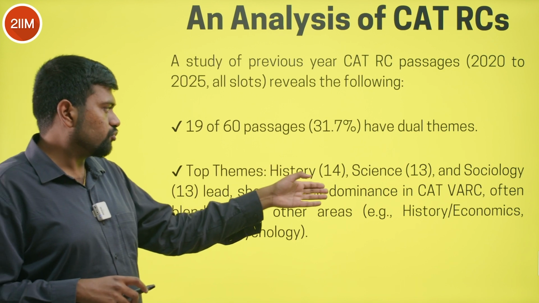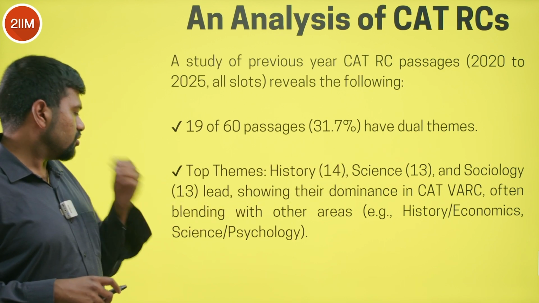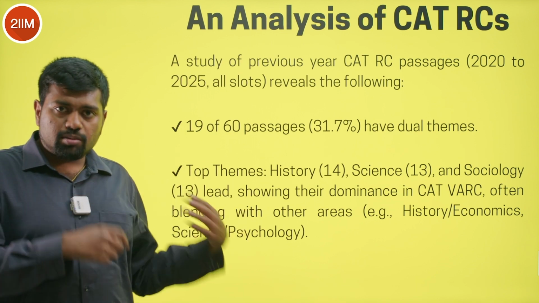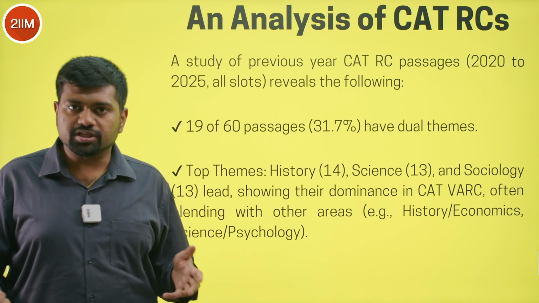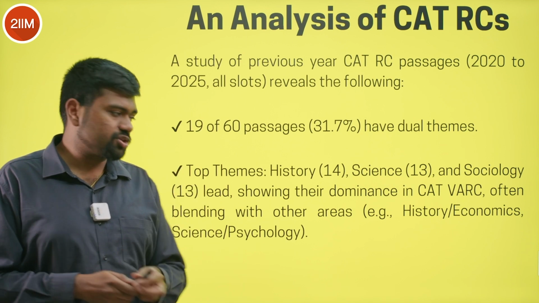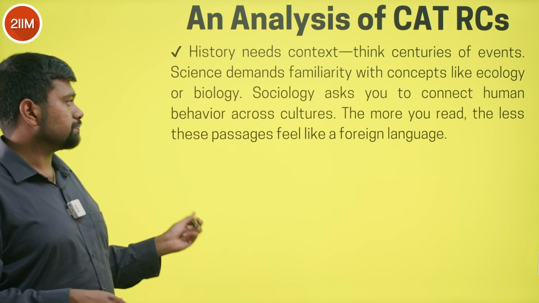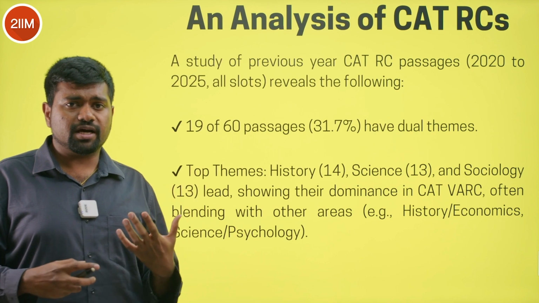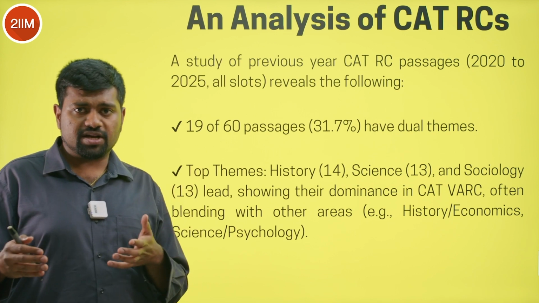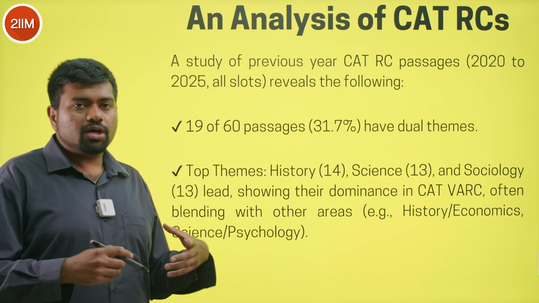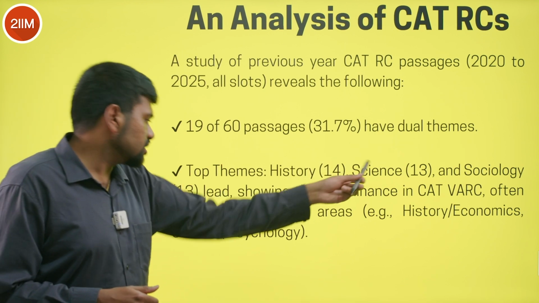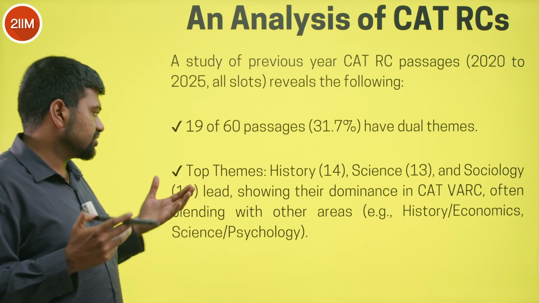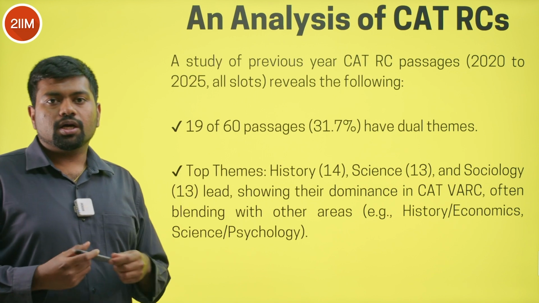If you add these up, it is 14, 13, and 13, which is 40. The total number of themes that we had to give out is not 60. Like I said, some passages have dual themes, so that number comes to around 79, because 19 passages had extra themes. So out of 79 themes, 14, 13, and 13, that's 40. So almost half is history, science, and sociology.